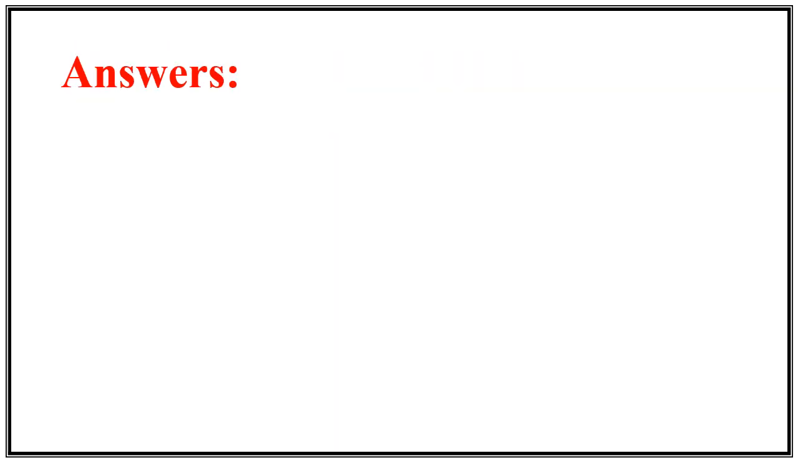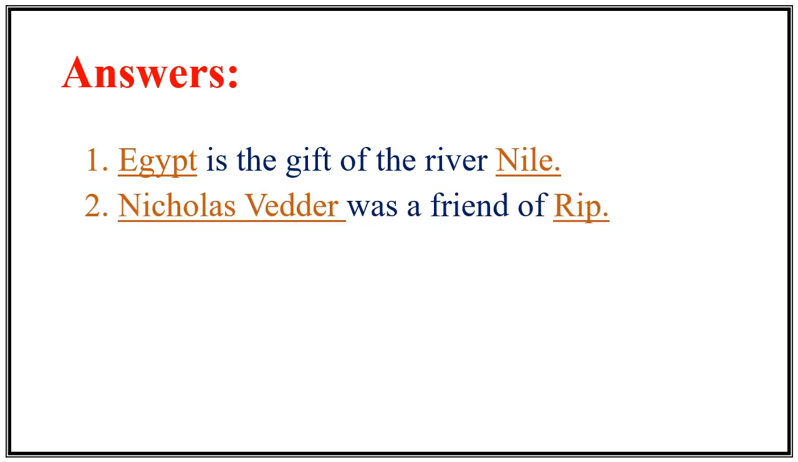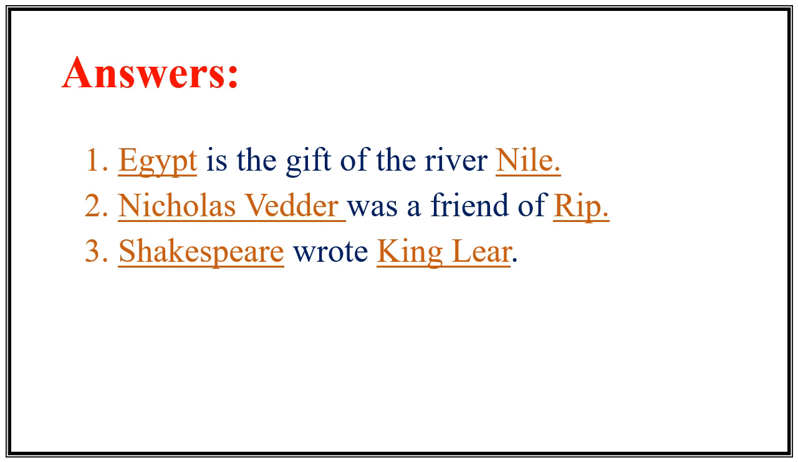I hope you have found the proper nouns. Let's check how far your answers are correct. In the first sentence, Egypt and Nile are proper nouns, because they refer to a particular country and river. In the second sentence, Nicholas Vedder and Rip are proper nouns, because they refer to specific persons. In the third sentence, Shakespeare and King Lear are proper nouns, because Shakespeare was a very famous writer, person, and King Lear is a book written by Shakespeare.